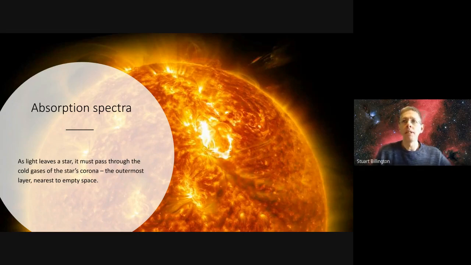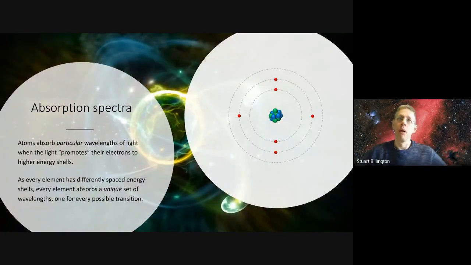And because these cold gases are much cooler than the gases below that have given out the light, the cold gases are much more likely to absorb some of the starlight as it leaves the star. Now, what does absorb light mean for an atom?